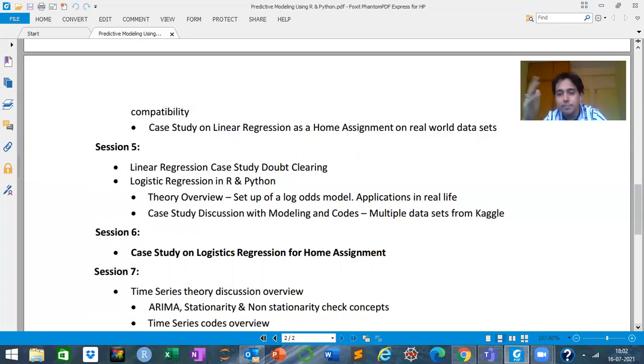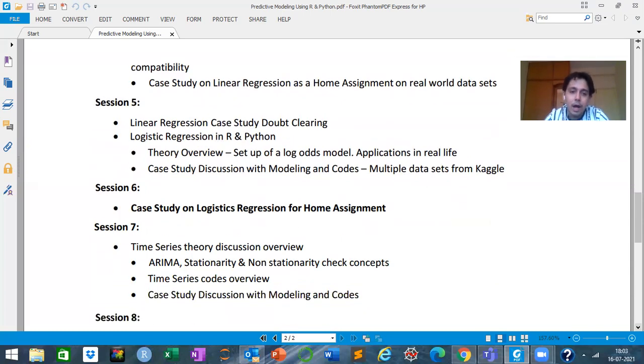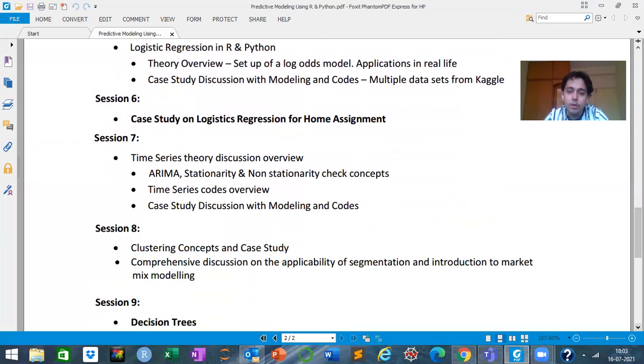Our experts have taken interviews of more than 100 candidates across organizations, across the Big Fours and several others. Because of that, we know what questions get asked, and we focus on that on a topic by topic basis. After that, we go on to logistic regression.